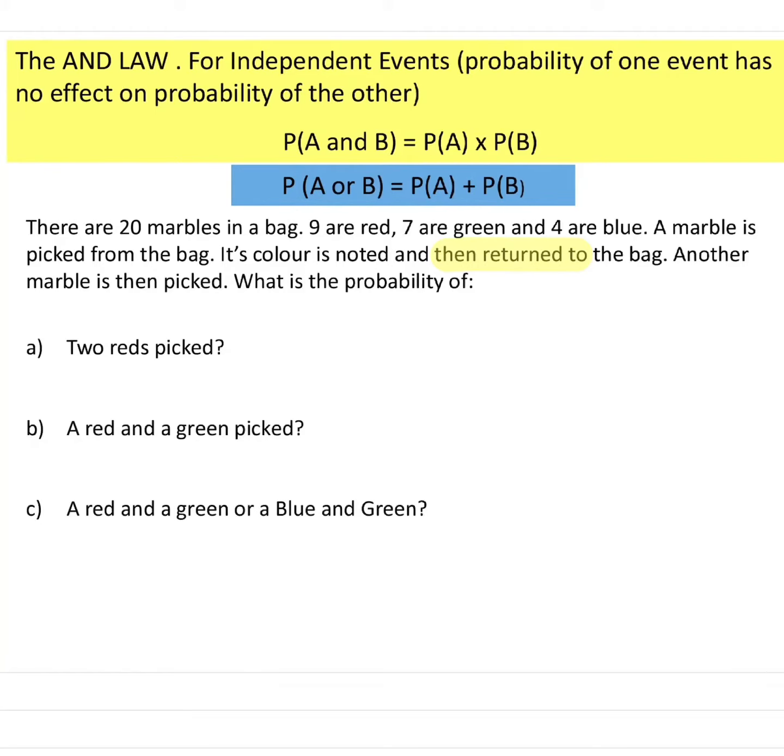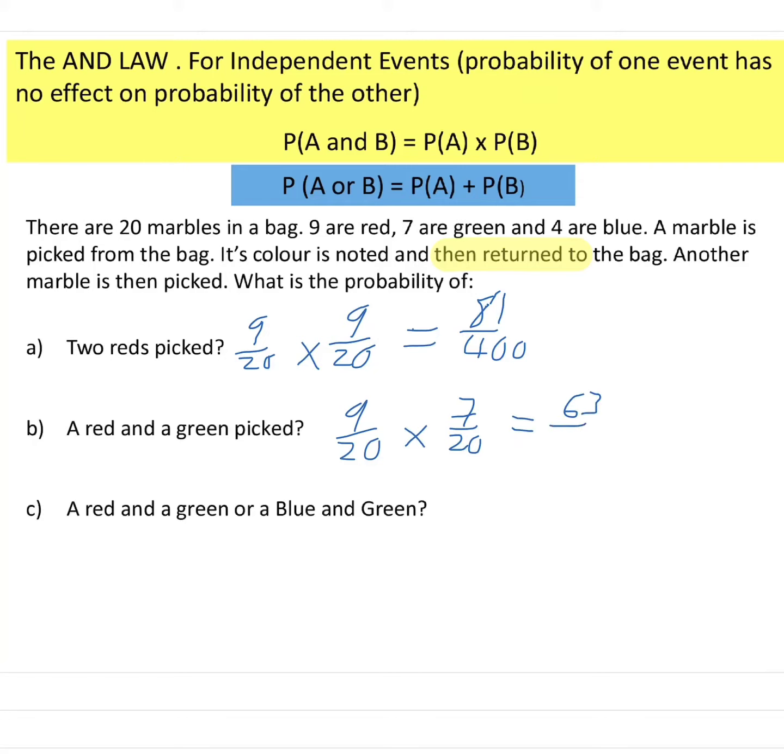Now the first question, what's the probability of 2 reds picked? So there's 9 red, so that would be 9 over 20. Then another red's picked, and it'll be again 9 out of 20. So 9 over 20 times 9 over 20 gets us 81 over 400. Next one then, a red and a green is picked. So red is 9 out of 20. Green is 7 out of 20. Multiply these and we have 63 out of 400.